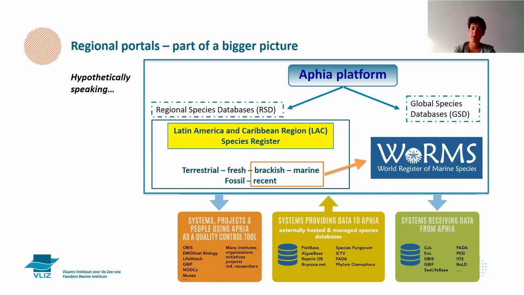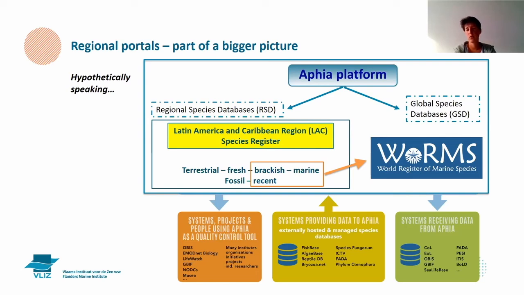And this basically comes back to the point that I already mentioned a few times, that we try to avoid duplication of efforts. I think maybe most of you would be familiar with FishBase and AlgaeBase, and also the International Virus Association. There's also a fungi system. So what we know is that those systems are outside of AFIA, are already mentioned by taxonomists and experts that have the knowledge, that have the information.